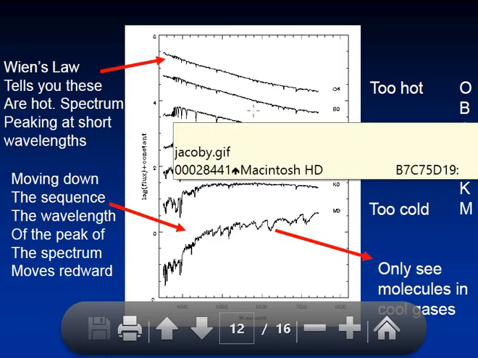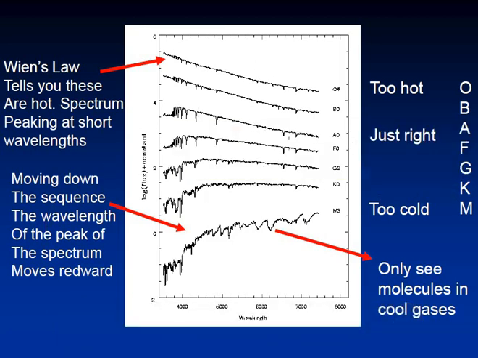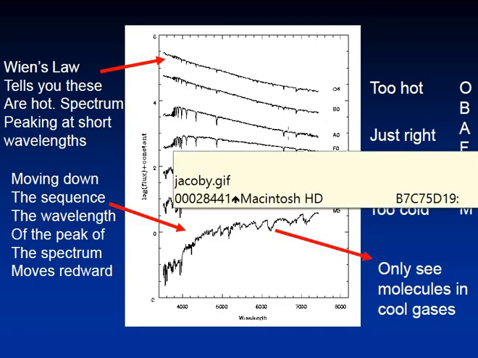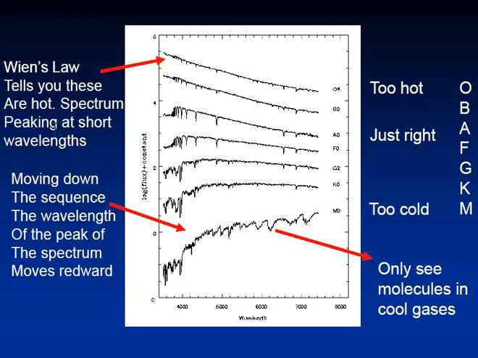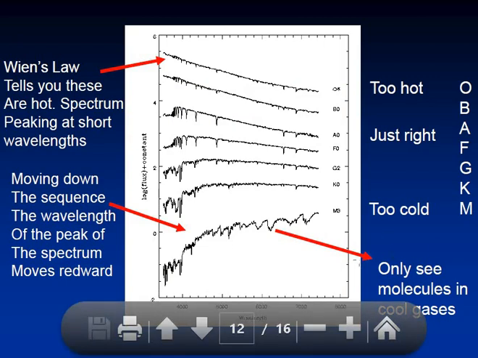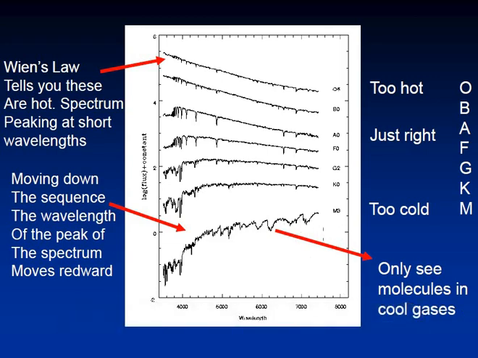Now let me again show the same old spectrum which I just showed you before. Remember, I was saying we will interpret this. Wien's law just tells us that these are the hot stars, with the spectrum peaking at low wavelengths. Now moving down the sequence, the wavelength of the peak of the spectrum moves redward, this side, so this is increasing wavelength. And here only molecules could be seen. So these are hot stars, these are very cold stars.